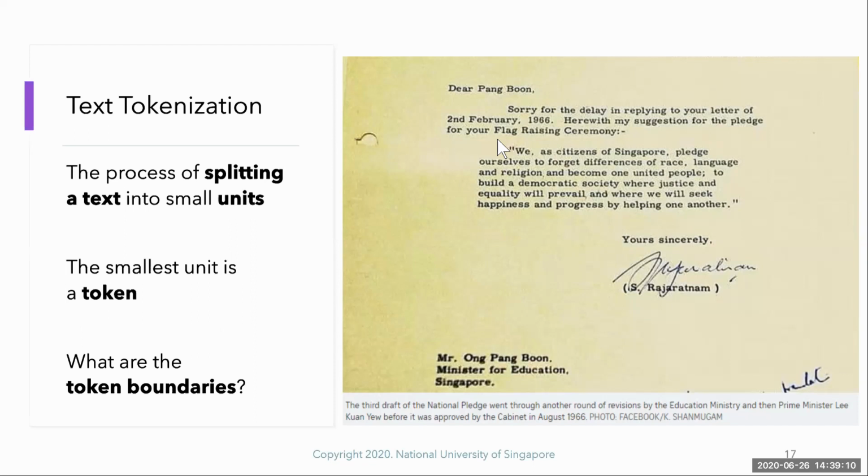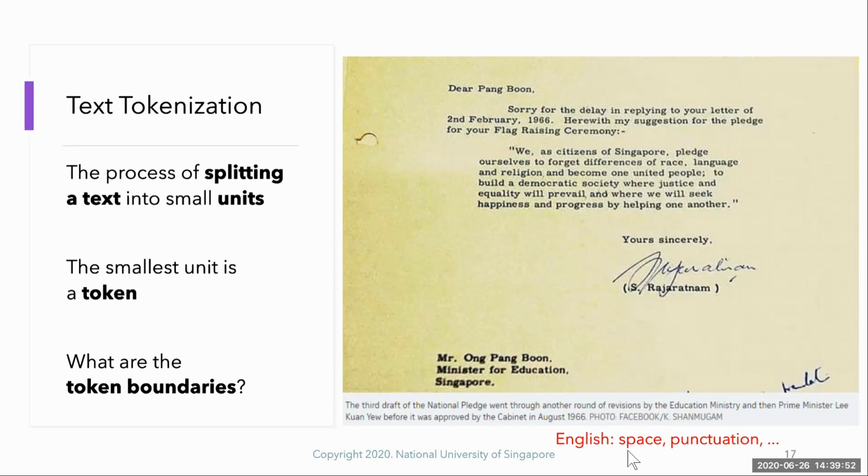Another way you can do this is by sentence. First sentence is, sorry for the delay, and so on, stopping at 1966, one sentence. Sorry, first sentence is dear Pang Boon. Second sentence is this. Third sentence is this. So you can also break it up by sentence. However, most of the time, sentence is a higher level representation. You still need the token to understand the sentence. So the small unit is usually a word. That's tokenization: breaking the text down into small chunks so that we can start doing processing.